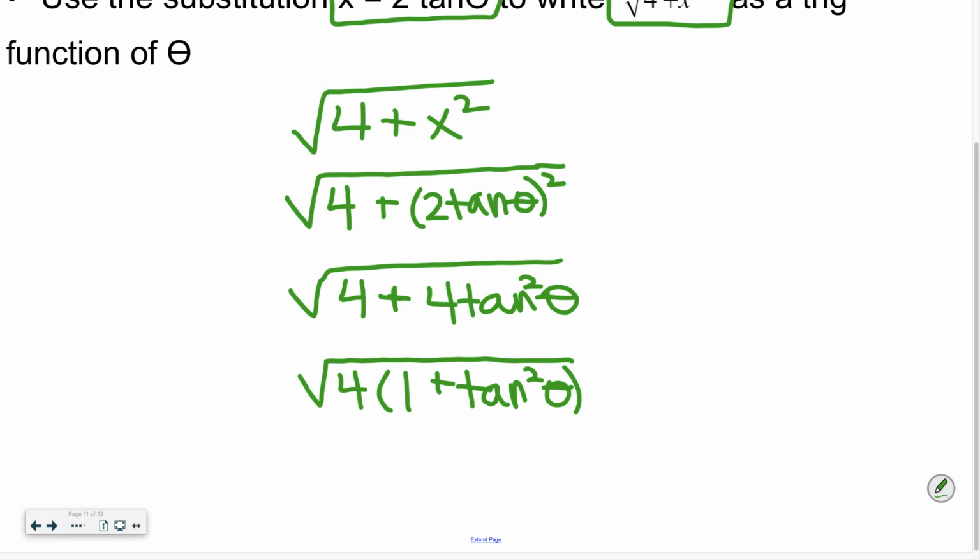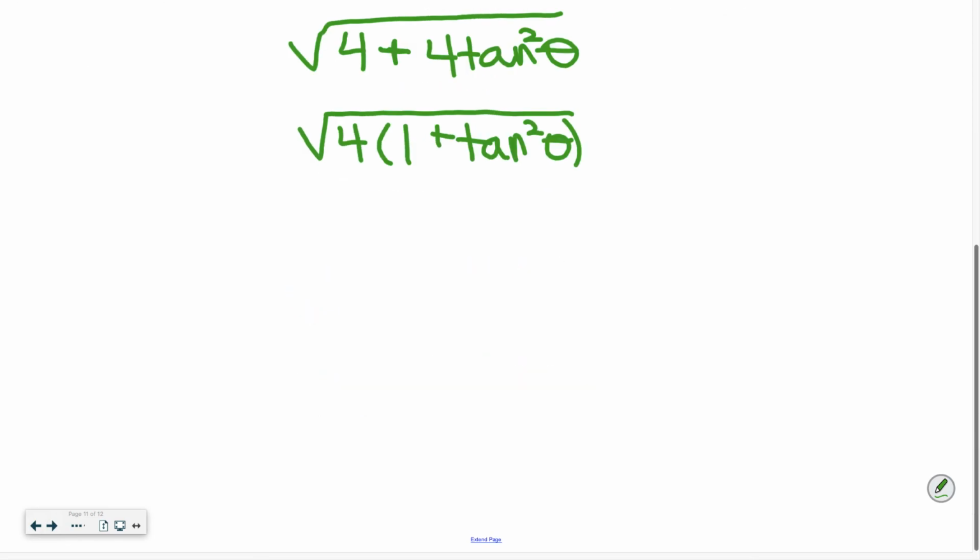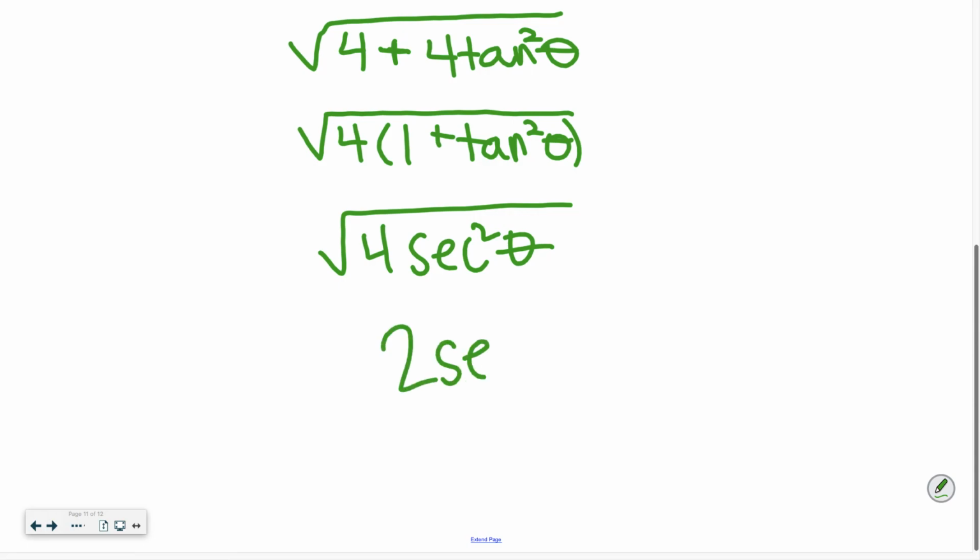Jack, what do we write down? 1 plus tangent squared. What does that equal? 1 plus tangent squared is the same thing as secant squared. Now we can take the square root.